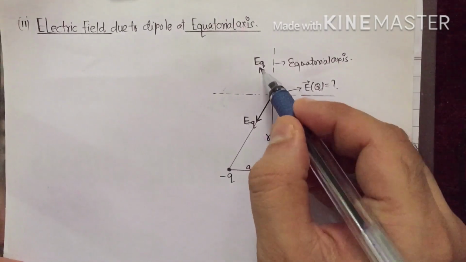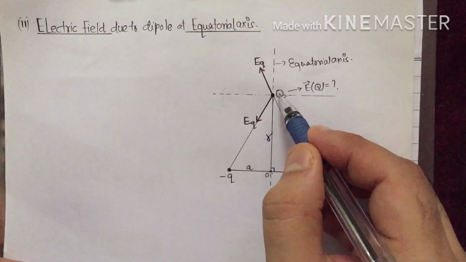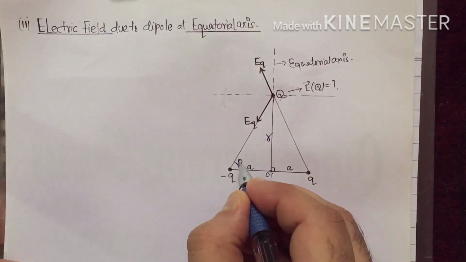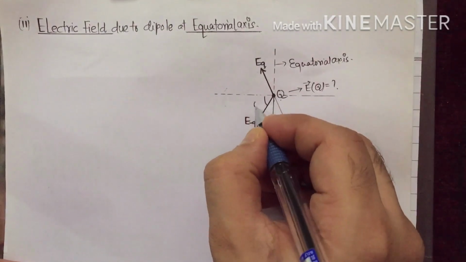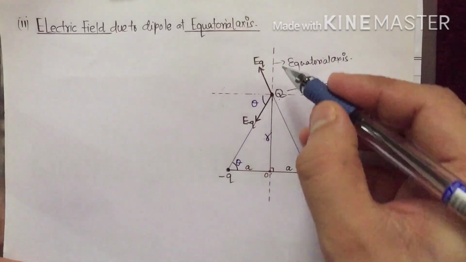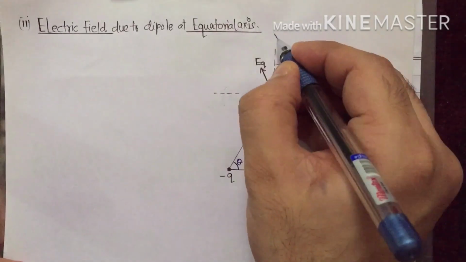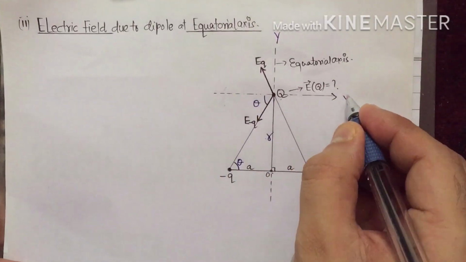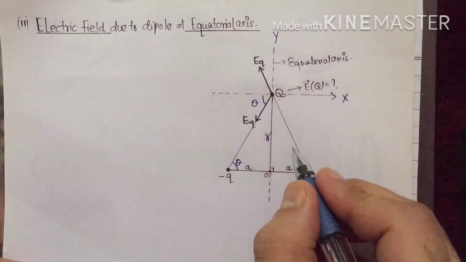So therefore in this case E of plus q and E of minus q are inclined at some angle. Let us assume this angle to be theta, such that this angle will also be theta. Now for just simplicity, we will assume that the equatorial axis is along the y-axis, and this line to be the x-axis, Q is assumed to be the origin.